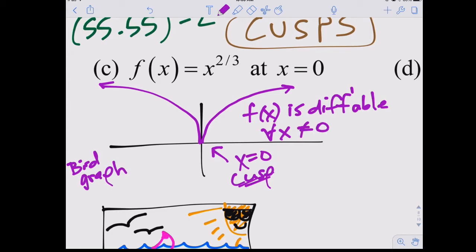Now, did you see how I wrote the words for all? You're allowed to use that. That's an inverted capital A. You can use that. It's a mathematical symbol that means for all. Yeah, it saves a little bit of writing. You can write out the words for all. You can just use inverted capital A. F of x is differentiable for all x not equal to 0.